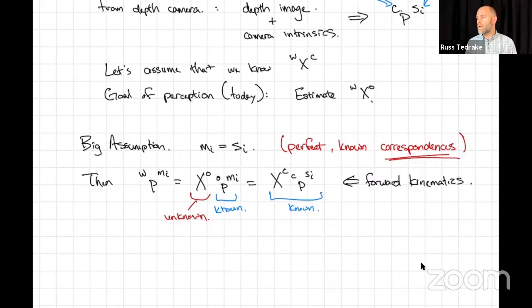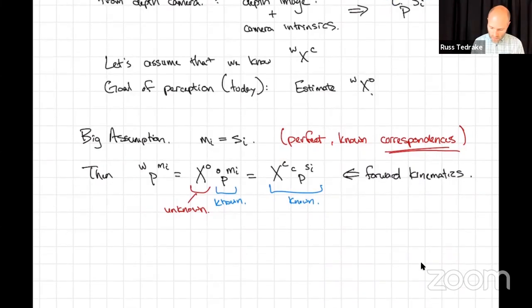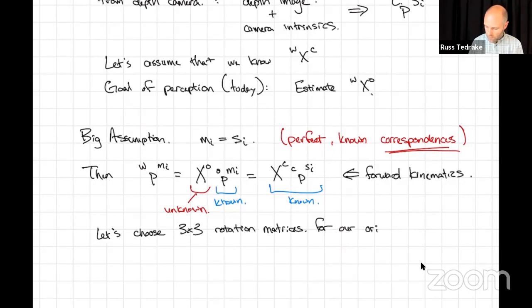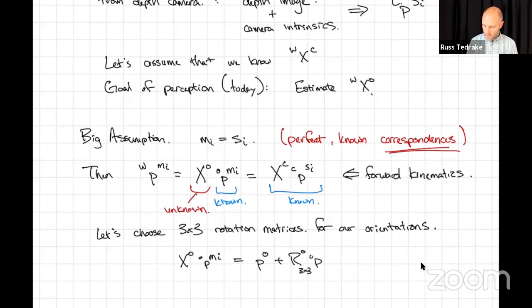And so we could try to find a solution. The way I've written it here, this is even a set of equations that is linear in the pose, depending on exactly what representation we choose. Let's be a little more specific. Let's choose 3x3 rotation matrices. In that case, this thing is just the position of the object in the world plus the rotation matrix of that object in the world, 3 by 3, times p_O^{m_i}.